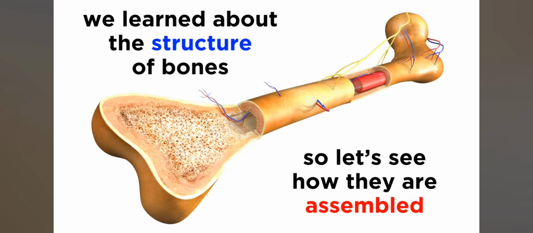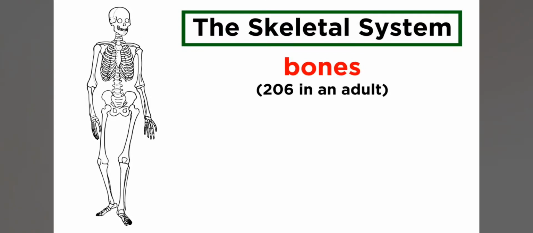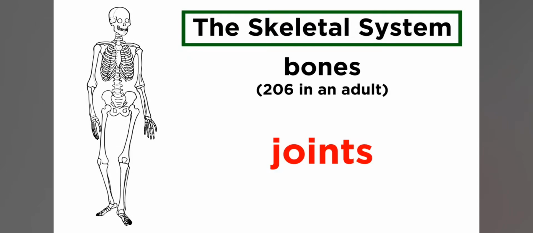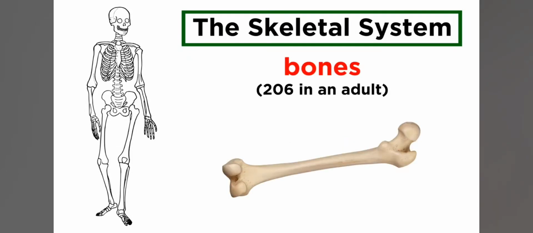Now that we've covered the structure of bones, we are ready to take a look at how they are assembled in the body. The skeletal system is comprised mainly of bones, around 206 of them in an adult to be specific, but there is also a good amount of cartilage, joints, and ligaments, which altogether make up around 20% of a person's body mass. We will get to joints a little bit later. First, let's check out all the different bones in the body.